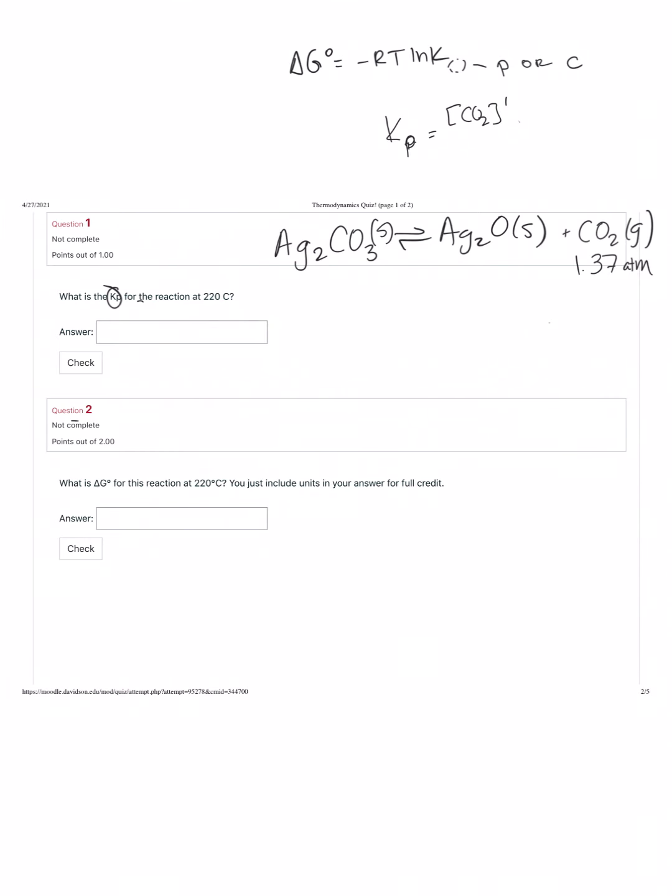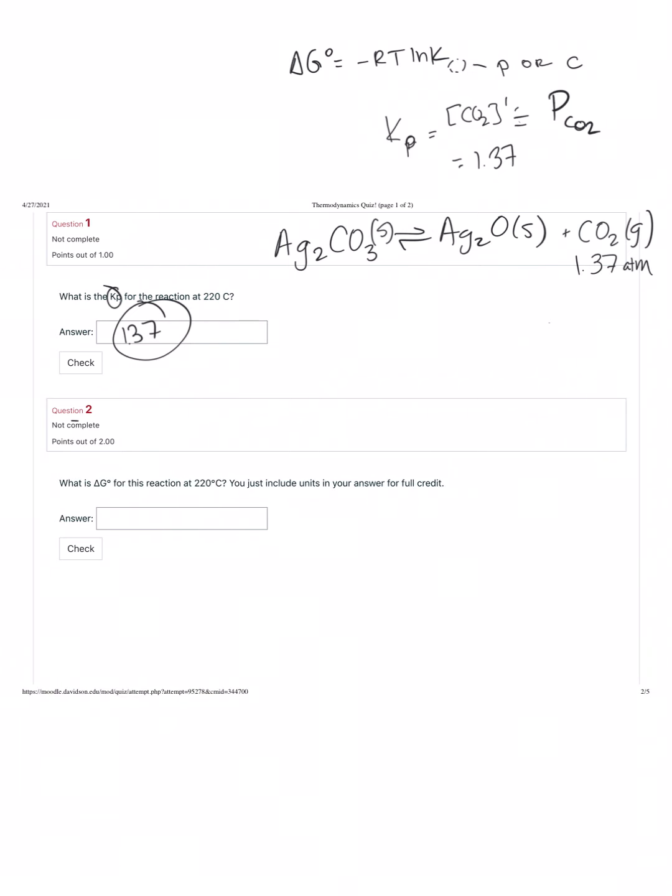I have a concentration there, but again, this is a Kp, so it's the PCO2. What that tells us is the Kp of this reaction is equal to the pressure of CO2, which is 1.37. So that answer is going to be 1.37. This one seems tricky, and it is tricky, but quizzes are going to be a little bit trickier than the questions you're going to see on a mini review. Let's do the next question.